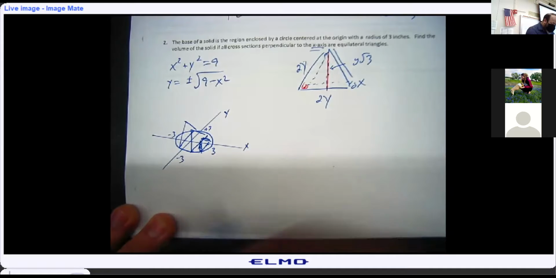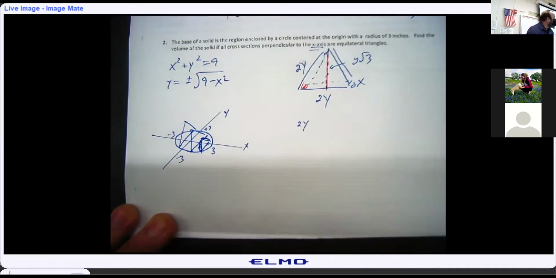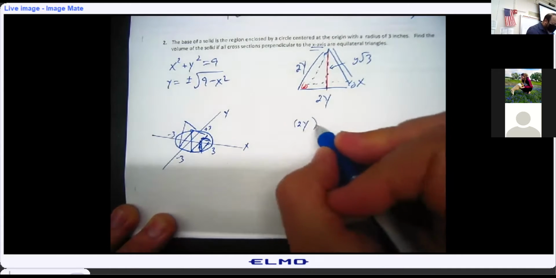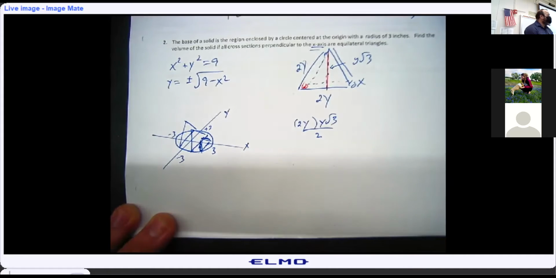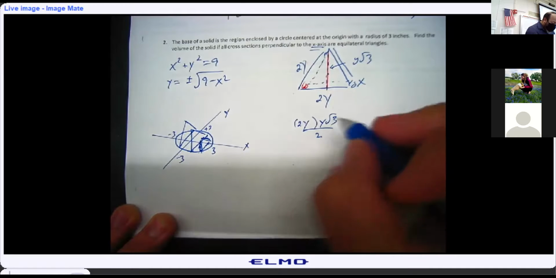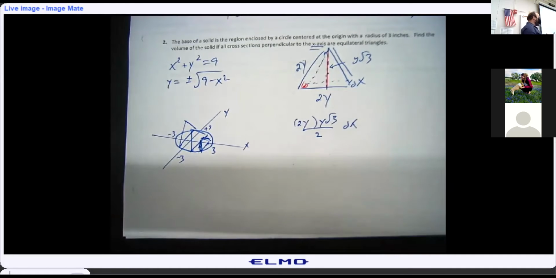Base times height divided by 2. So we have base, 2y, times the height, y root 3, divided by 2. Is that volume yet? Times dx, you got it. Because now I've got the area of that front face times its thickness, right?